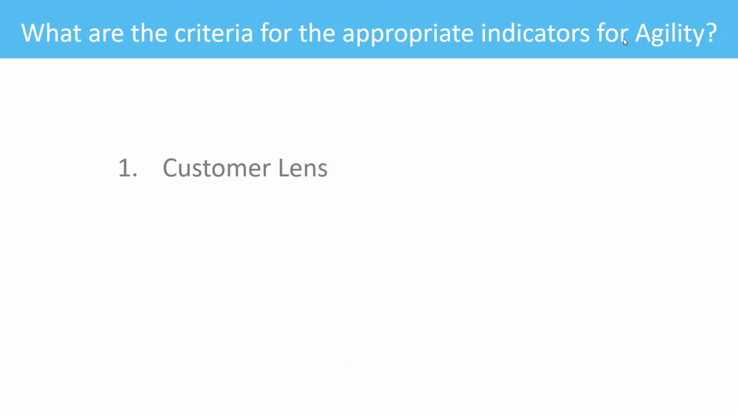Number 1, we need to put a customer lens into it. What do we mean by that? Well, first off, in order to have a business, you need to have customers. Without customers, there'll be no business. That's why it's very simple. We need to put a customer lens into measuring our business agility. But what do we actually mean by customer lens? Well, in the simplest form, it means we have to measure something that's customer recognizable.